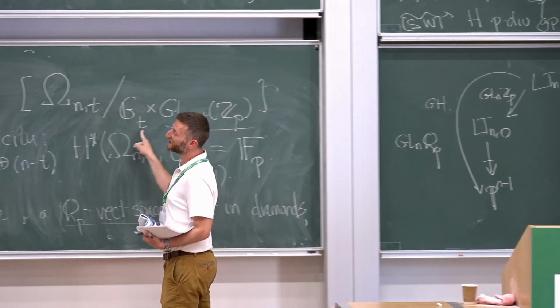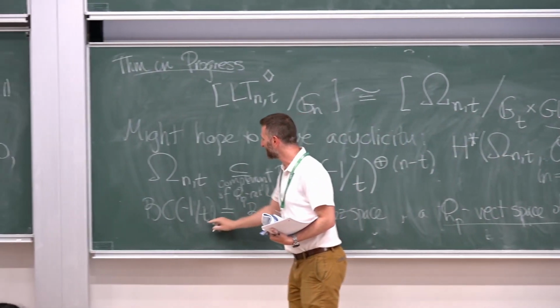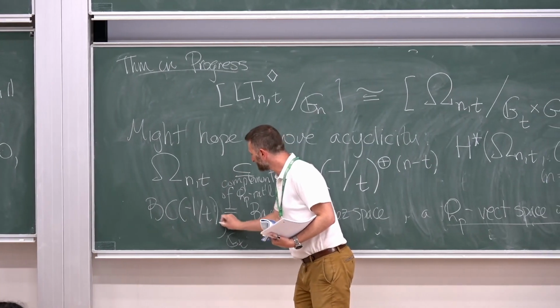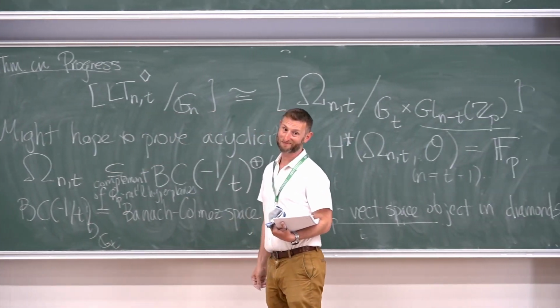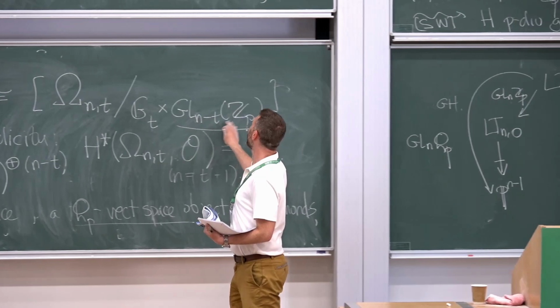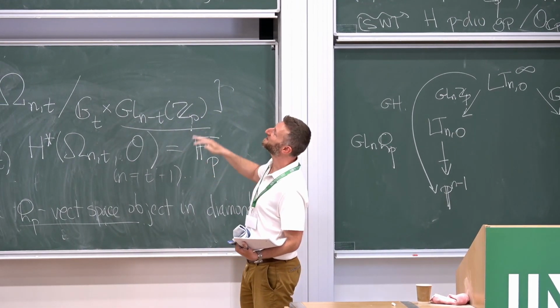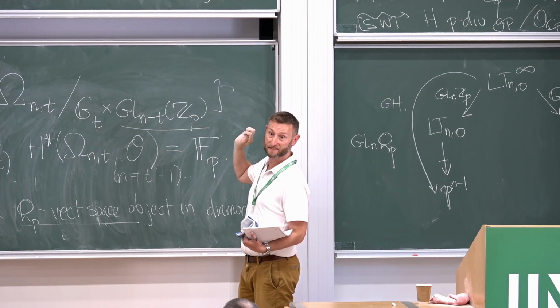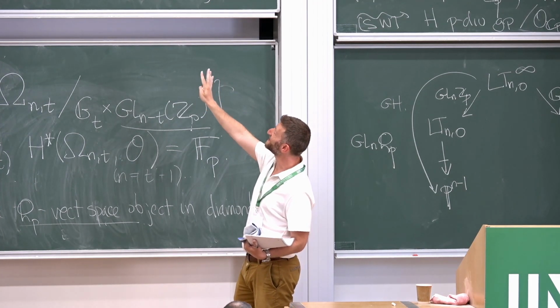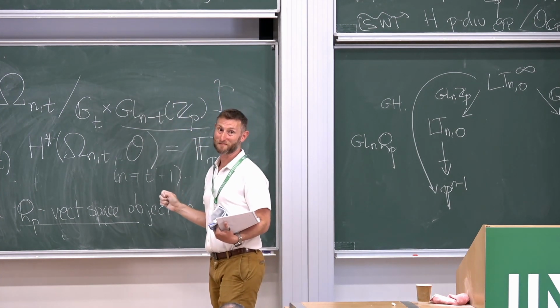Meanwhile, this GT acts on this quite naturally. So this group naturally appears here. And so we have at least a foothold in solving the algebraic BCSC. If we succeed in the t equals n minus 1 case, I'll be pretty happy.